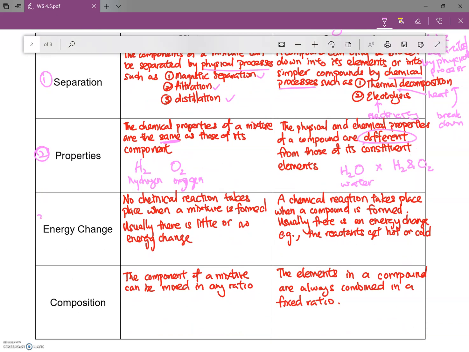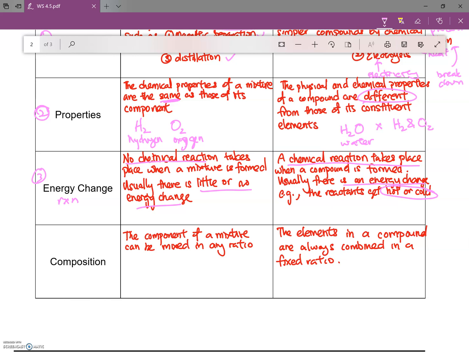The third one, energy changes, is really about reaction. When I form a mixture, generally I'll have no chemical reaction. Because there's no chemical reaction, there's little or no energy change. Whereas to form a compound, a chemical reaction normally will take place. Because the chemical reaction takes place, there is an energy change. The things that have reacted may get cold or may get hot. So that's how we talk about energy changes in terms of heat.